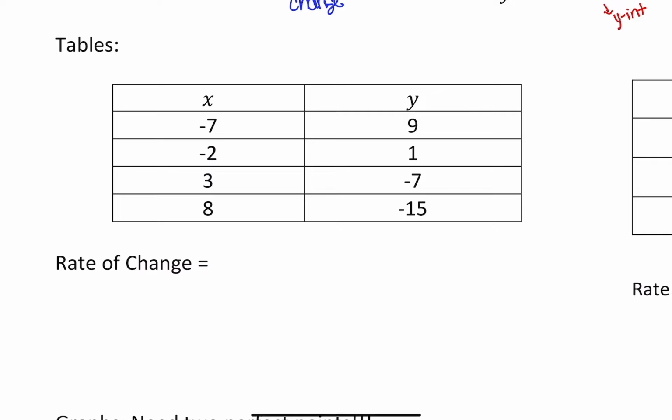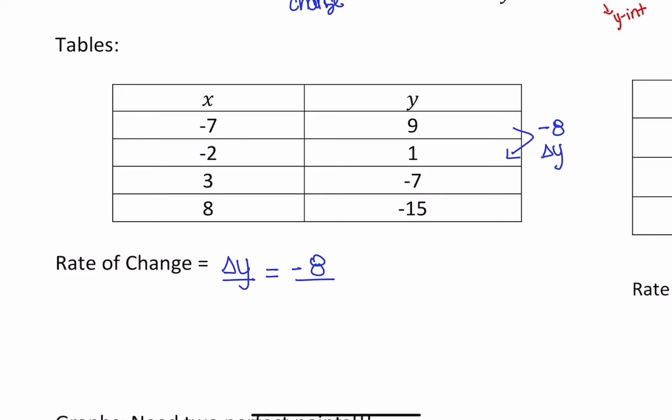So your change of y. How do you get from 9 to 1? Well, you're subtracting, first of all, and then 9 minus 1 is going to be 8. So this is going to be your change of y. So rate of change, what we're going to do is change of y, which we just said is negative 8.